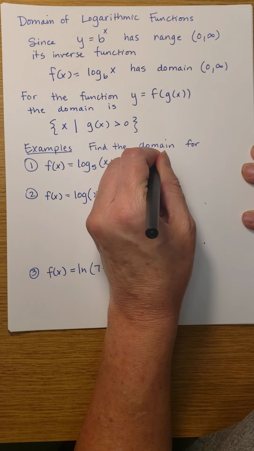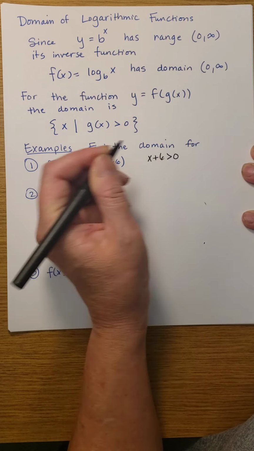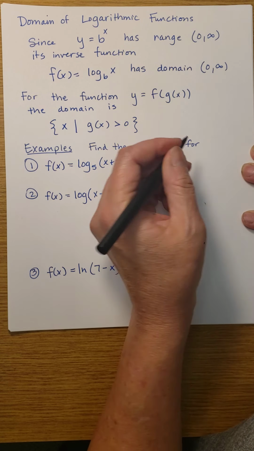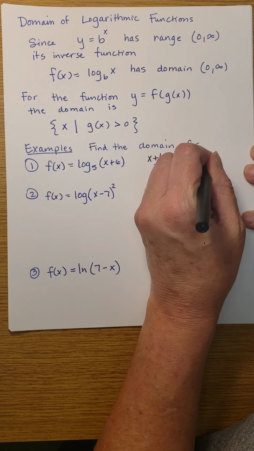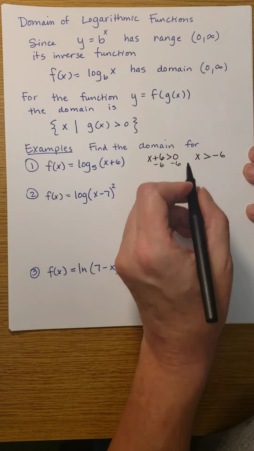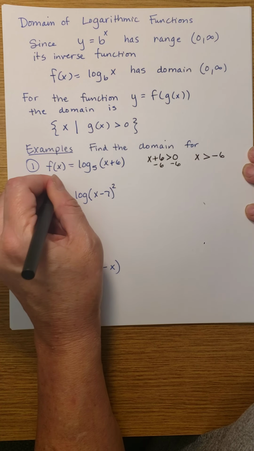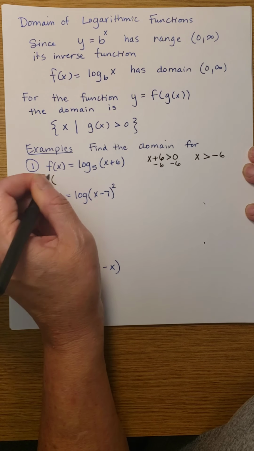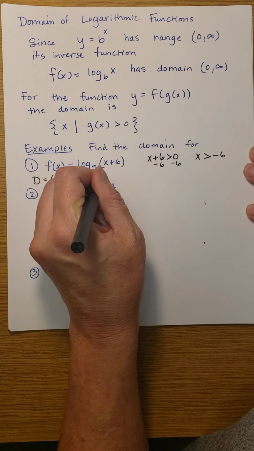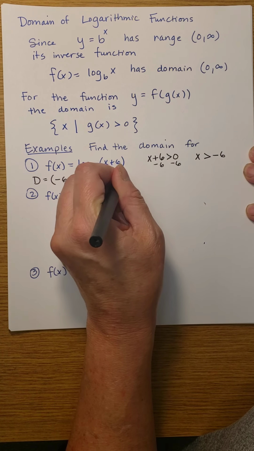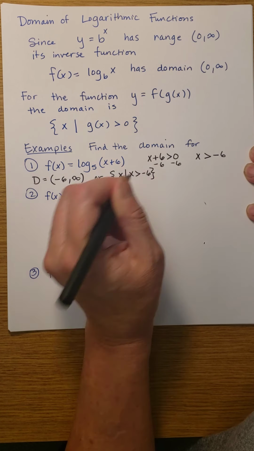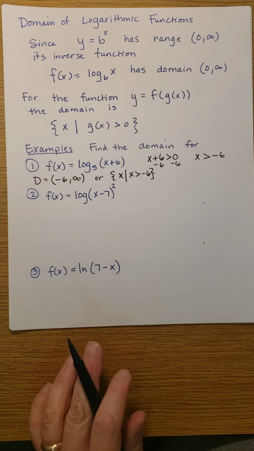So here we get x plus 6 is greater than 0. And if we subtract 6 from both sides, we'll get that x is greater than negative 6. And so in interval notation, we can write that as the domain is minus 6 to infinity. Or in set builder notation, you can say the set of all x such that x is greater than negative 6. So either way is correct.